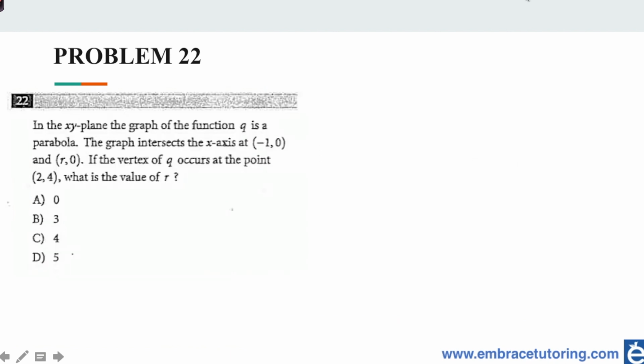Problem number 22 states, in the xy plane, the graph of the function q is a parabola. The graph intersects the x-axis at (-1, 0) and (r, 0). If the vertex of q occurs at the point (2, 4), what is the value of r? Whenever they're giving you a parabola, it's always going to be referring to the vertex form in quadratics, whether they state that or not. So you want to think of these kind of interchangeably.